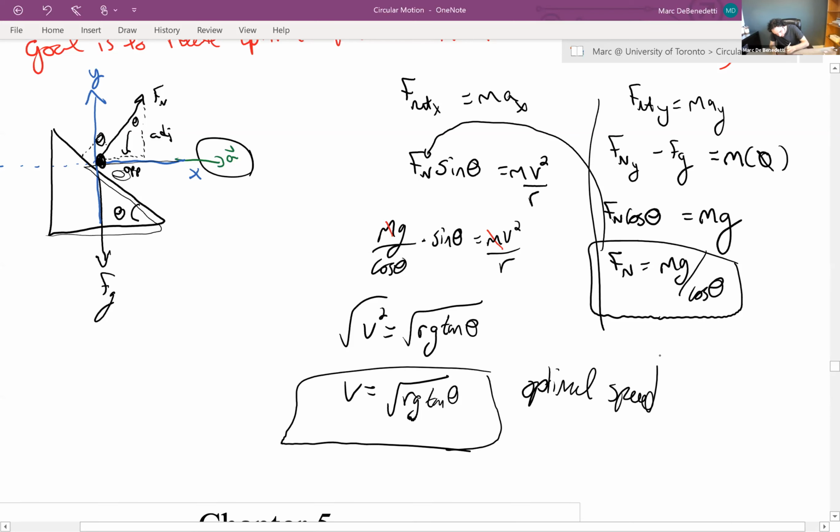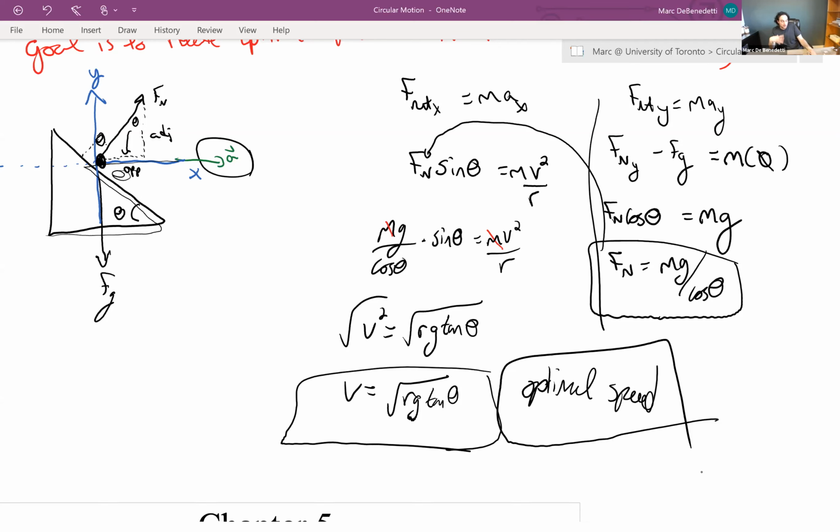Right there. This is where that 60 kilometers per hour comes from, that optimal speed. And it's root rg tan theta. If you're traveling faster than root rg tan theta, which in real life a lot of people do travel faster than 60 kilometers per hour on those on-ramps, there's going to be friction down the ramp. So that's how you know whether or not to include friction in your free body diagram.